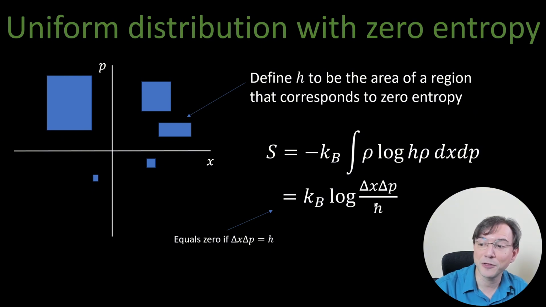So it's going to be the area in units of h that is going to give us the entropy. And note that if our distribution is over an area of h, h over h is going to give 1, and the logarithm of 1 is 0, so a uniform distribution over an area of h gives us a 0 entropy. So this is what we want.